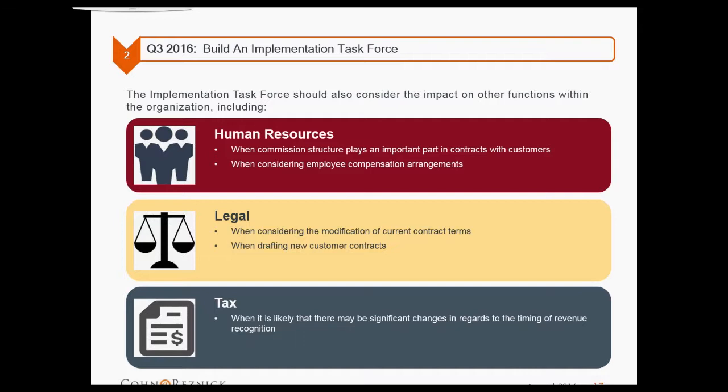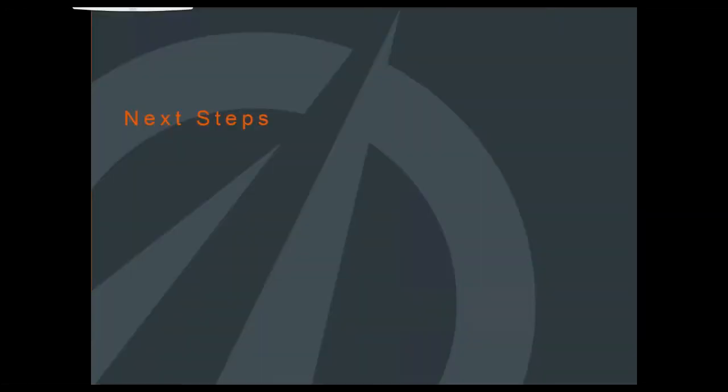Finally, and perhaps equally as important as the other groups previously mentioned, depending on the nature and type of contracts with customers the entity may be party to, the inclusion of some of the other functional organizations within the company should also be part of the implementation task force. These groups would include human resources, when commission structure plays an important part in contracts with customers, or when considering employee compensation agreements; the legal department, when considering the modification of current contract terms or when drafting new customer contracts; and finally, the tax department, when it is likely that there may be significant changes in regards to the timing of revenue recognition.